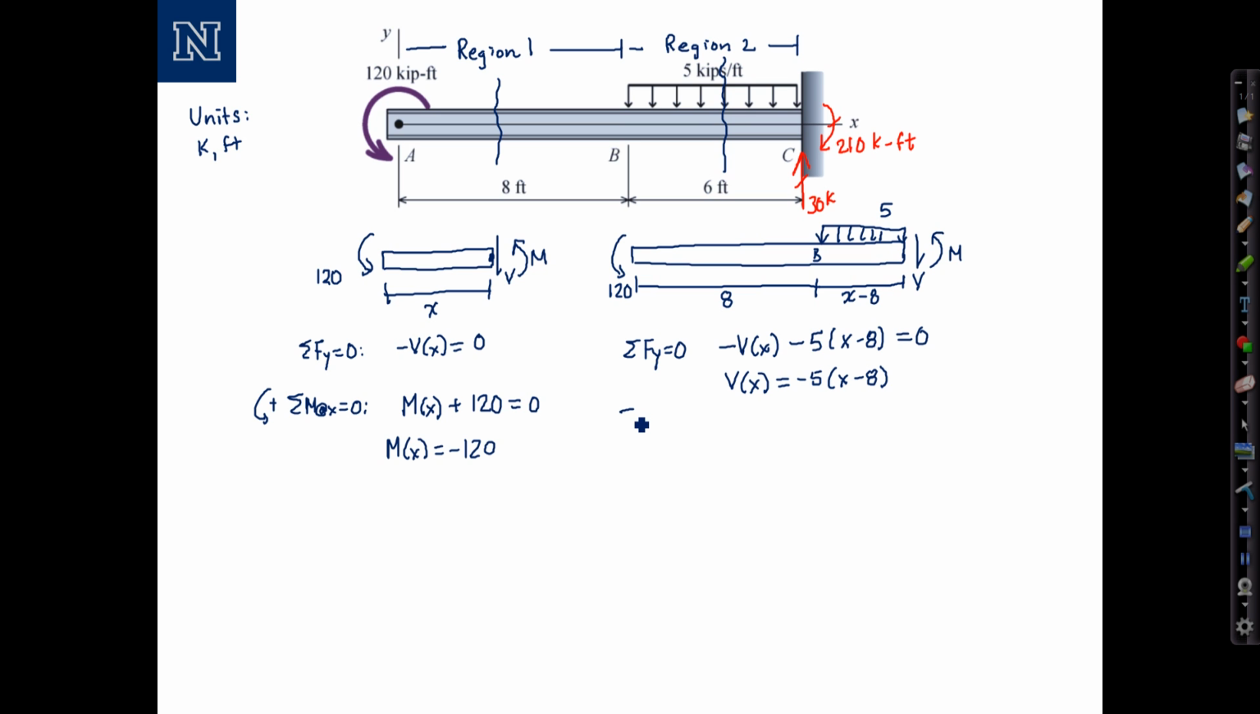To find the moment function, M of x, we take sum of the moments at x equal to 0. It starts off very similarly to region 1. We have M of x plus 120. But finally, in this region of the beam, we also have a contribution due to the distributed load, which I will represent as the value of the distributed load, 5, times the distance over which it acts, x minus 8 squared, and then divided by 2, which was explained in one of the previous videos. Set that equal to 0. M of x equals negative 120 minus 5 halves times x minus 8 squared. And for drawing the moment diagram, it's actually convenient to leave it in this form. So we'll go ahead and conclude this example in the next video.